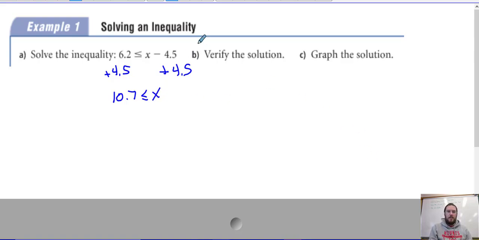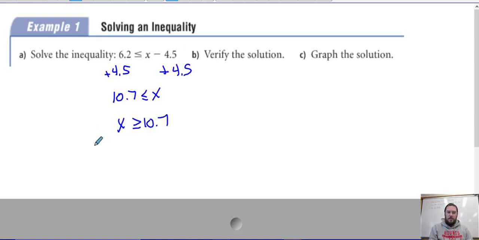Okay. Second part says, now verify the solution. So what does that mean? Well, if we read this from the x, we know that x has to be greater than or equal to 10.7. So if we pick a value that is greater than 10.7, something like 11 or 12 or 13 or even 10.8, what we should find is that when we plug it back into our original inequality, we should find a solution that satisfies the inequality. Or in other words, the right-hand side will in fact be greater than the left-hand side.